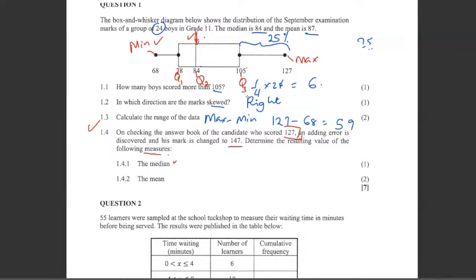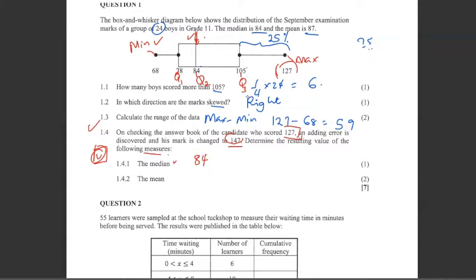Now remember, a change in the marks, whether it's all the learners or just a few learners, does not change the median in most cases, okay? For as long as that change is uniform across, let's say, all the learners. But in this case, it's just one learner. And which learner is it? It's just the maximum learner or the highest learner. So in that case, the median is not going to be affected. So we're going to still have our 84 as the median.